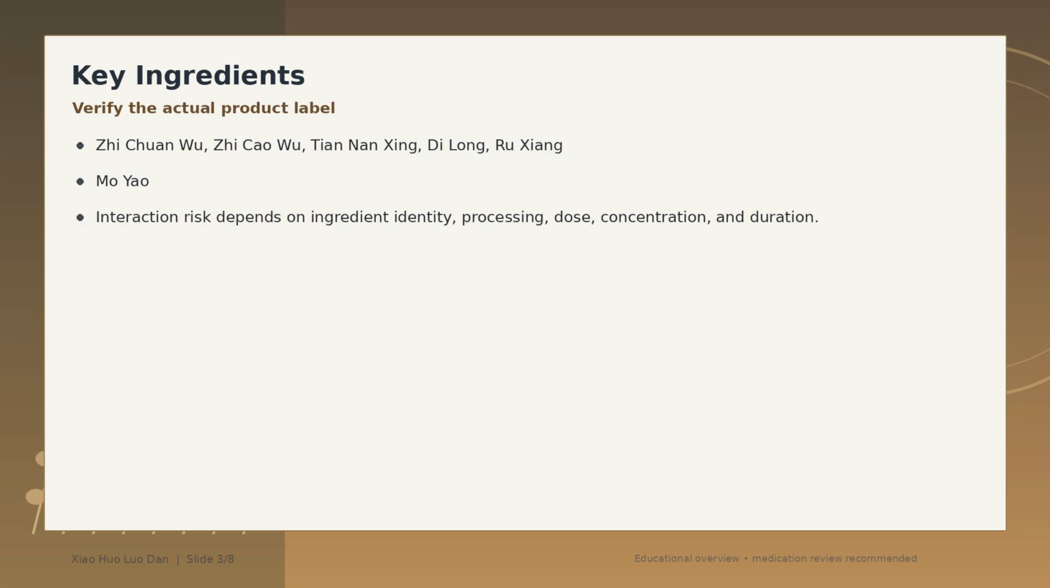Key herbs commonly associated with this formula include Zhi Chuan Wu, Zhi Cao Wu, Tian Nan Xing, Di Long, Ru Xiang, and Mo Yao. In classical formula analysis, some herbs address the principal mechanism, others support the chief action, and others harmonize or direct the prescription. The exact composition can vary by lineage, manufacturer, granule concentration, and modification. For interaction analysis, the actual ingredient label and dose are more important than relying only on the traditional formula name.